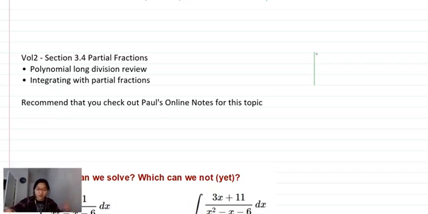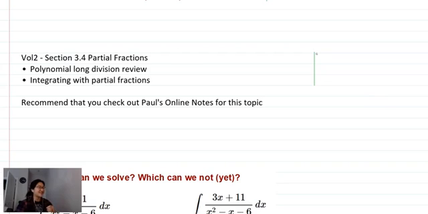Alright, so we are looking at partial fraction decomposition, which is just buckets of fun. First we're going to look at some review of some long division, and then we're just going to do some problems. Solving these things is kind of like systems of equations, which is fun for some people.